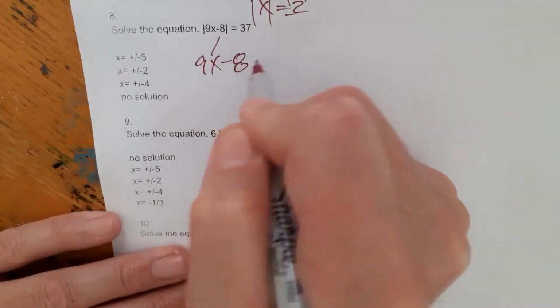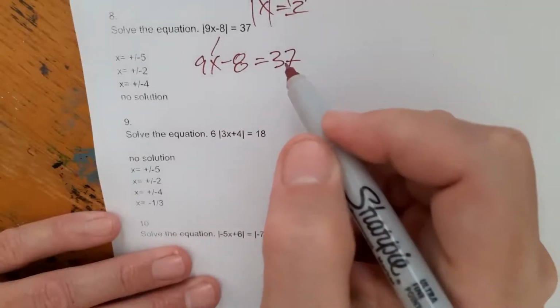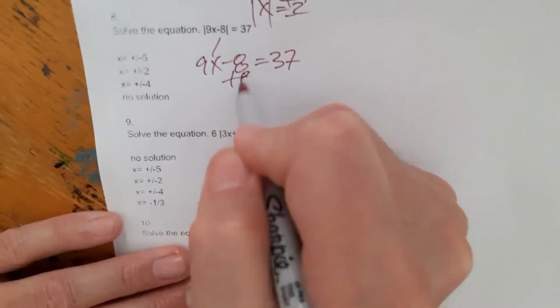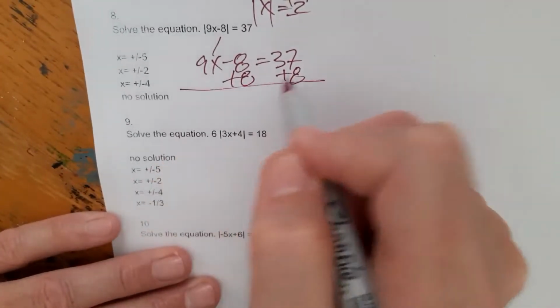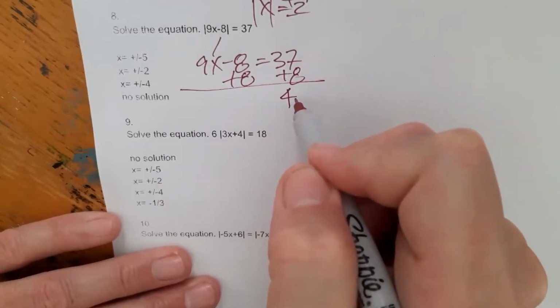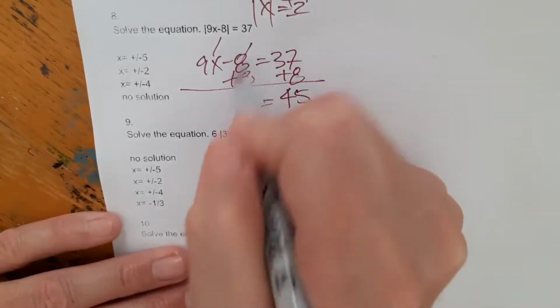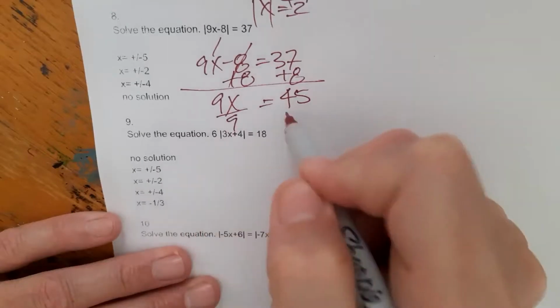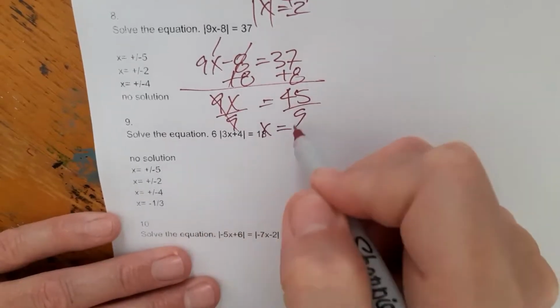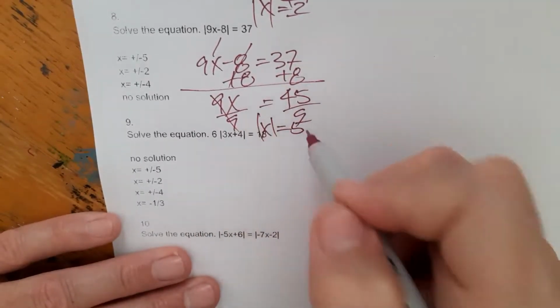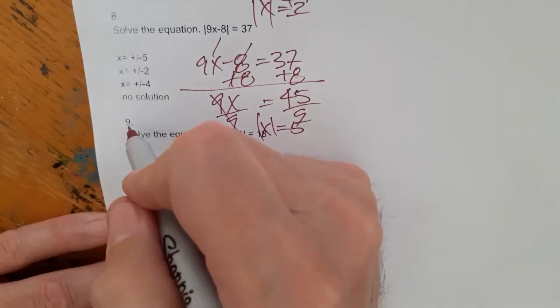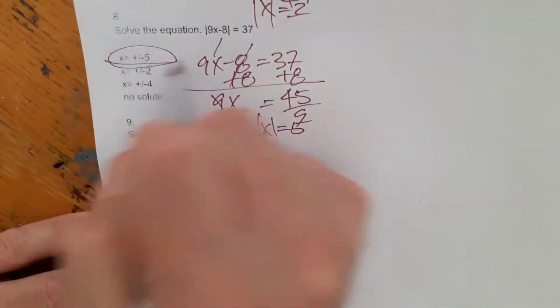9x minus 8 equals 37. If we add 8 to both sides, we get 45 equals 9x, divide by 9, x equals 5. But if we had an absolute value, this could be plus minus 5, right? So we could have this one here.